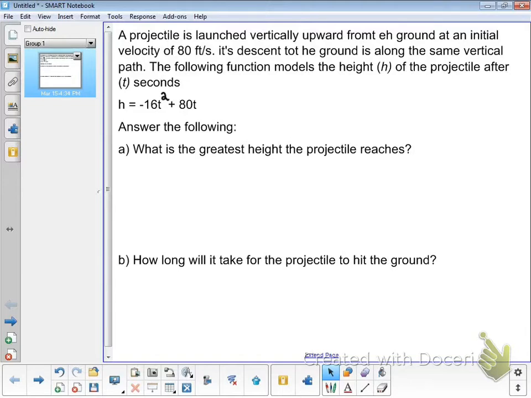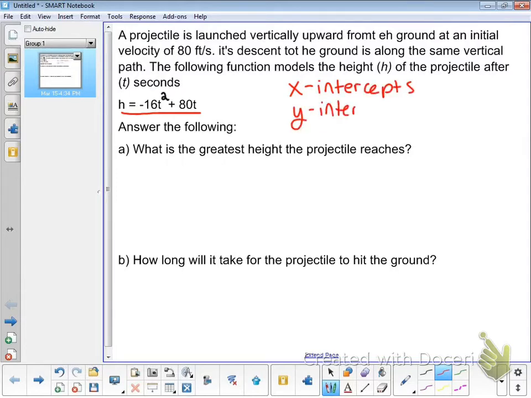When we're finding information about a problem with a quadratic function, we're going to be looking for one of our main pieces of information. You're going to be looking for either the x-intercepts, the y-intercept, or the vertex.